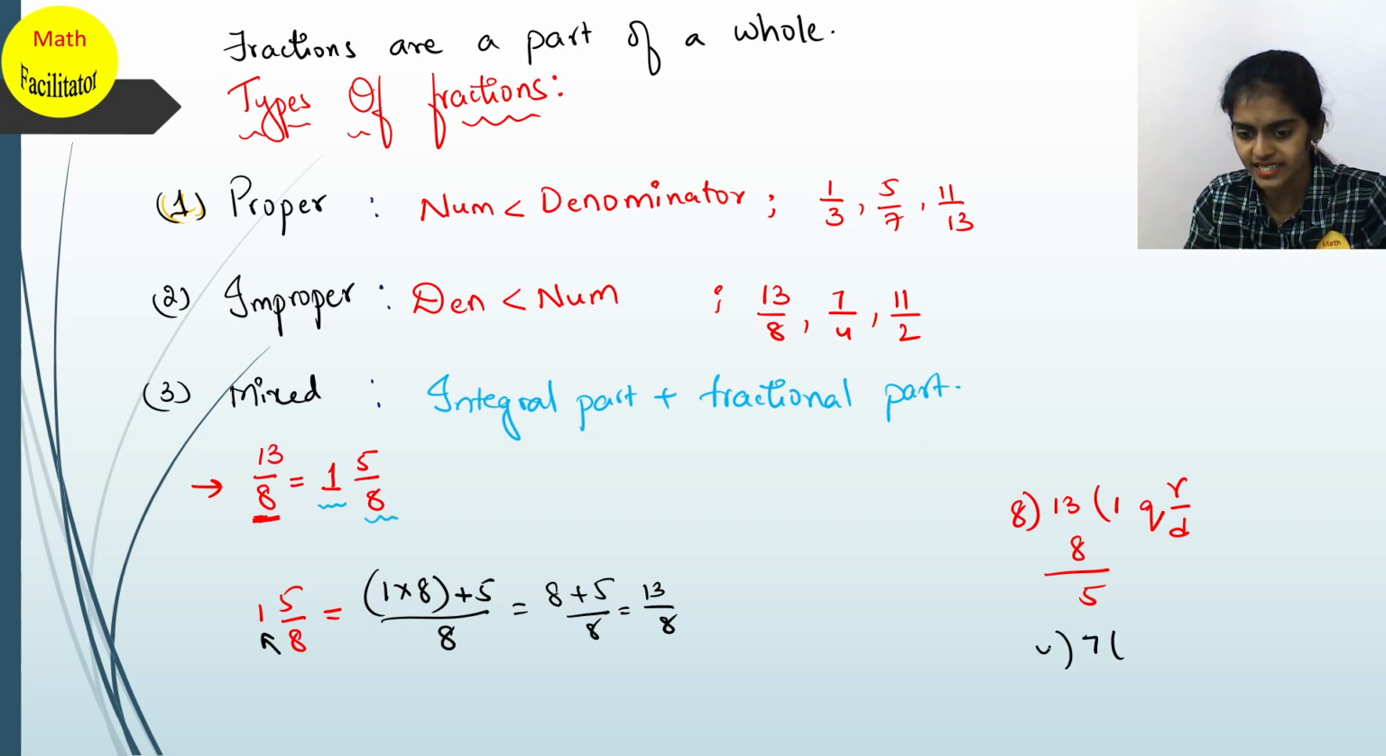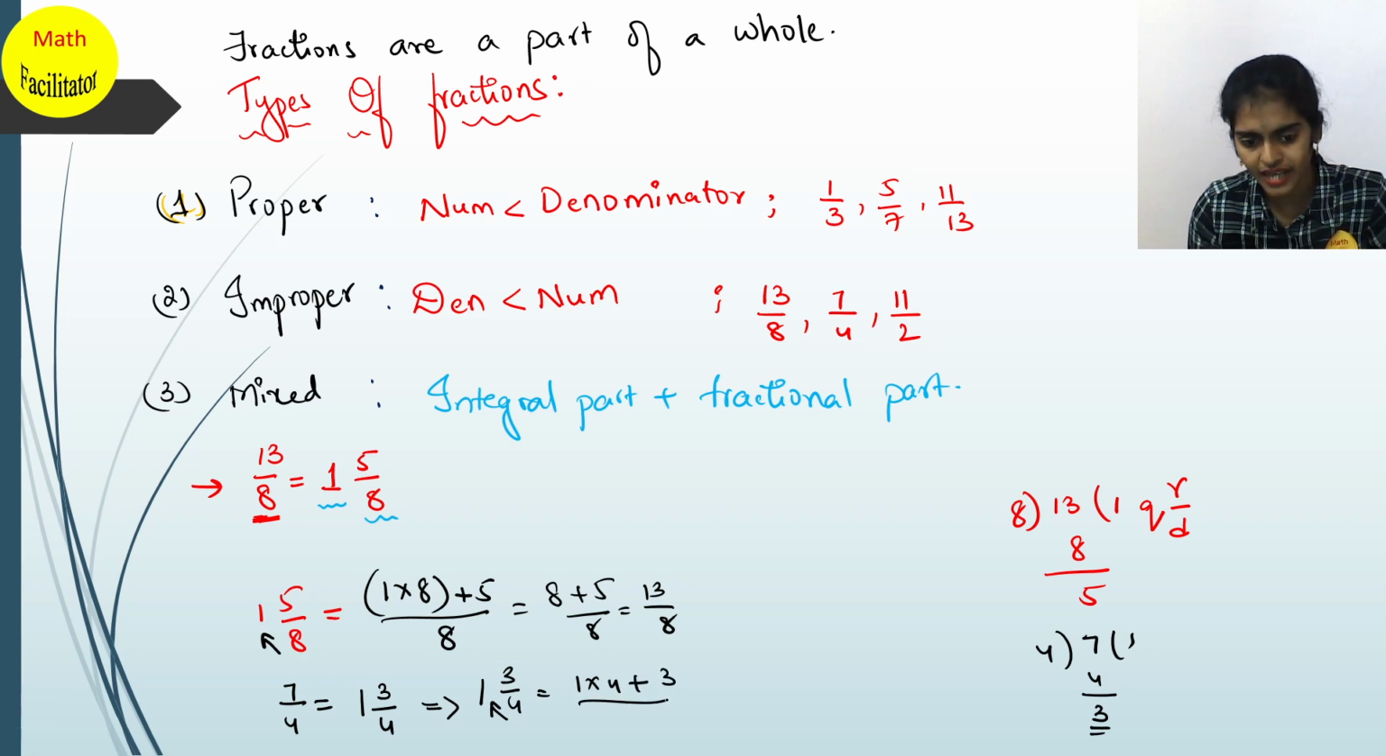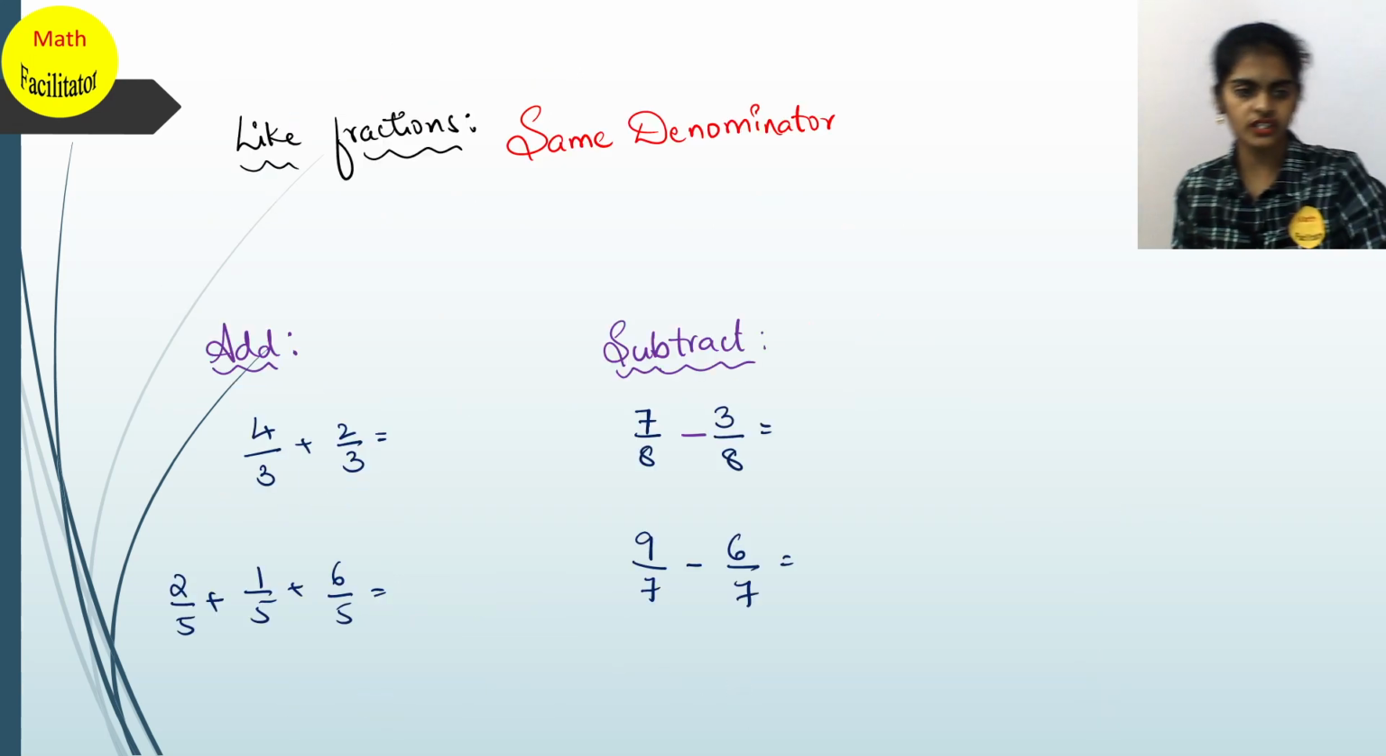7 upon 4 is an improper fraction. 4 ones are 4 and the remainder is 3. So 7 upon 4 I am able to write as quotient 1, remainder 3, divided by divisor 4. If you want to convert it into an improper fraction again, this 1 3 by 4 you will write as 1 into 4 plus the numerator, divided by 4. So it is 7 by 4. Okay, let's move on to the next one.